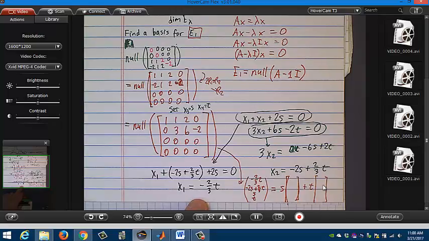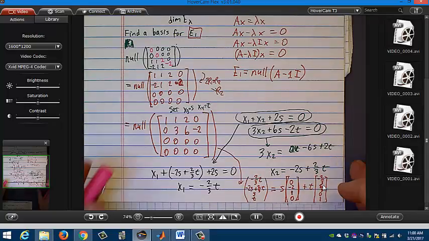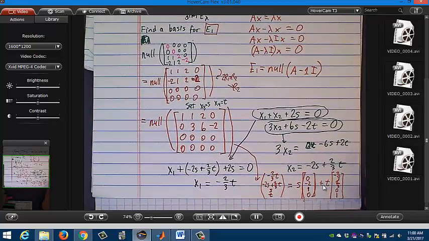So what are the vectors? I guess it would be 0, negative 2. Well, s is 1 here. 1, 0. Okay? And then what would the second one be? Negative 2/3, positive 2/3, 0 and 1. Yeah? So I'm almost done. I'm almost out of room, too. You're right, these take a lot of work.